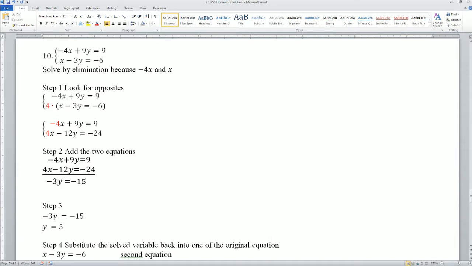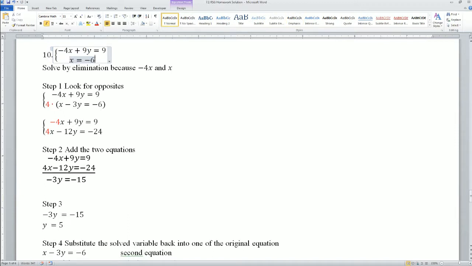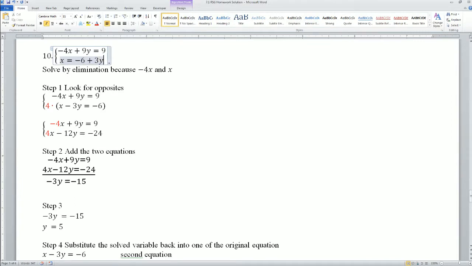Here, I'm going to solve this by elimination because I see a negative 4 here and I see an x here. Alright, I could make opposites here. Okay, I cannot do this by substitution. I can, right? If I add 3y to both sides like this, do you see it's negative 3y? I can do this if I want, and it makes my life easier. You see how I could do it by substitution, but I'm going to leave it like this and do it by elimination.